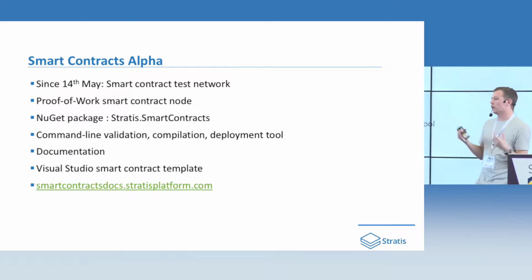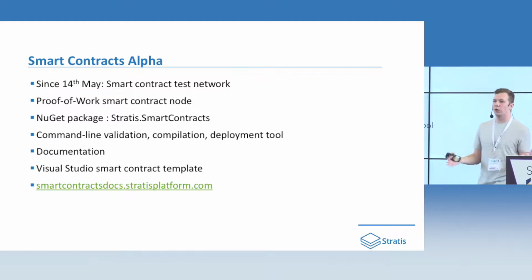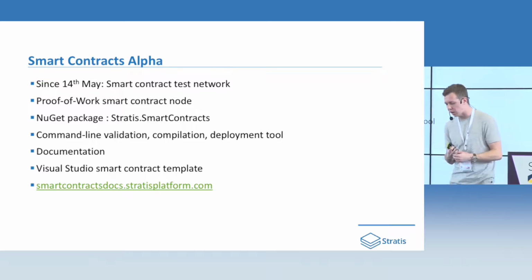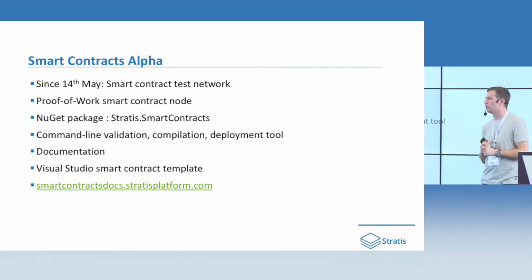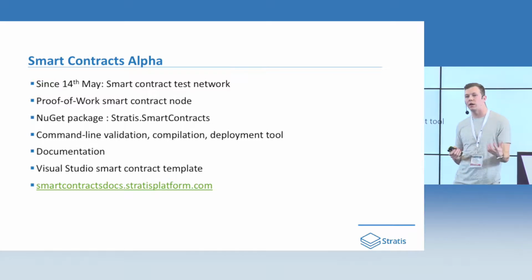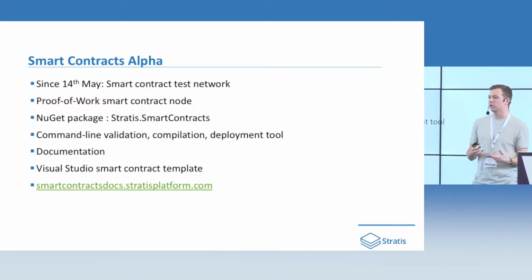So anyone can go and download this inside of Visual Studio or just download it on their own and start using it to build smart contracts in C# really easily. A command line validation, compilation, and deployment tool. So obviously nodes are going to be validating your contracts, and you'll be able to use it to validate your contracts as well before you deploy them.